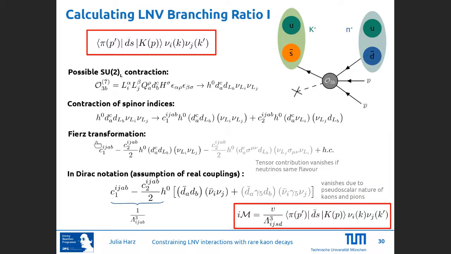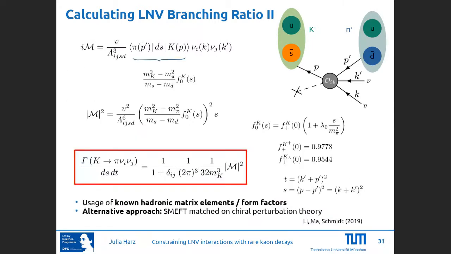Okay, so this is now in the Weyl format, but now we go from Weyl into Dirac. Now you see we get a scalar contribution and this additional contribution, which will vanish, because if we put it into this matrix element, as the kaons and pions are pseudoscalars, this will give no contribution. So what we end up with is a scalar contribution, and we can identify this part with 1 over lambda to the cube, which is the scale of this operator.